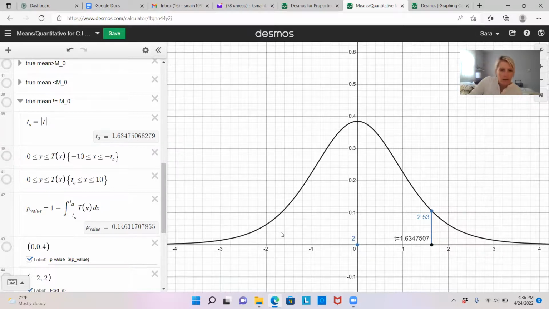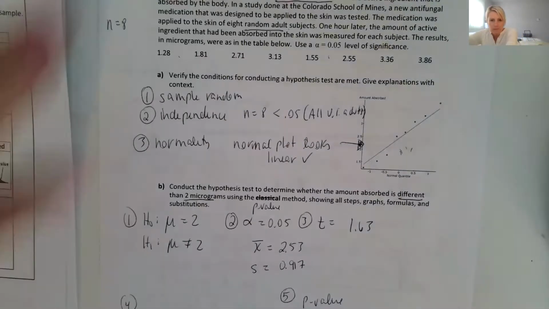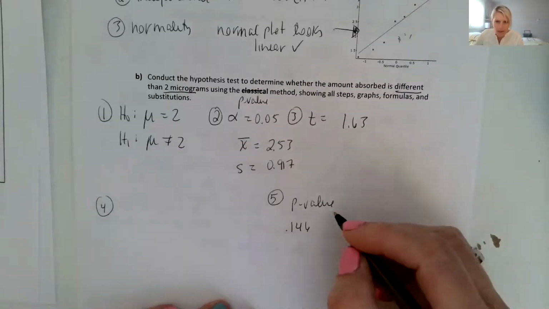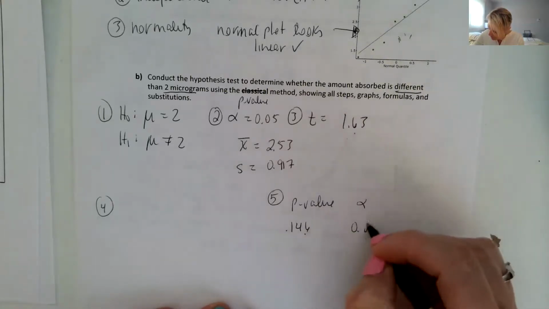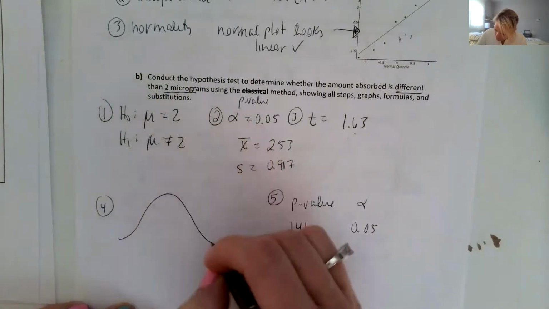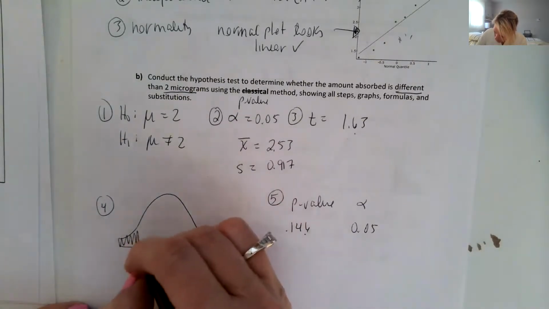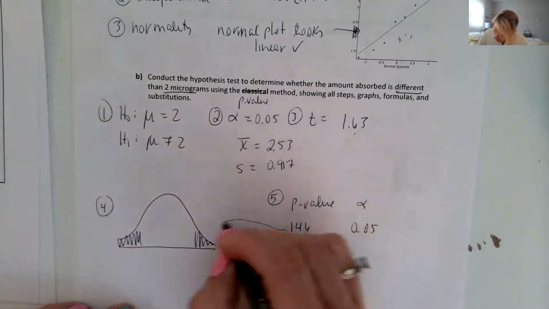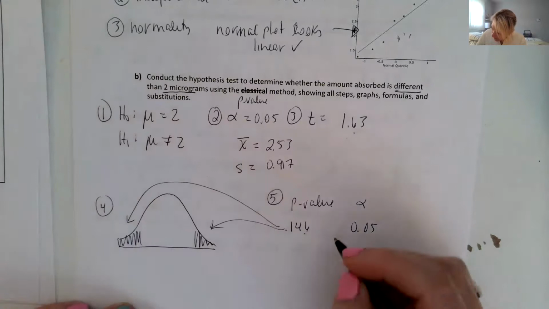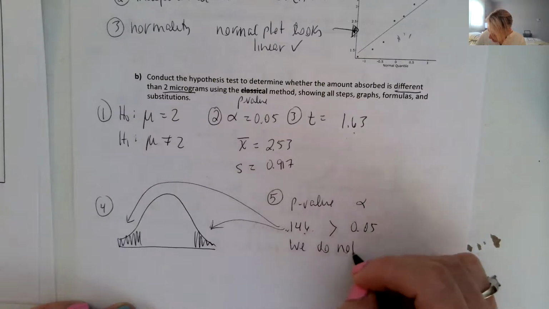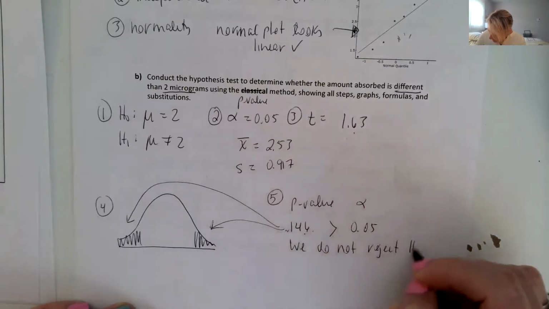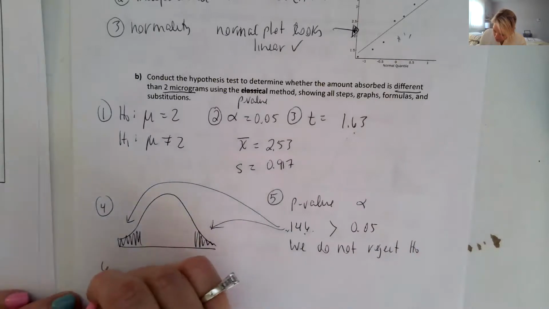Okay, so let's write that down on our sheet. Our p-value is 0.146. Go back to our paper here. And there's our t-score, our p-value that's associated with that, and our alpha 0.05. And it's a two-tailed, so we've got a little bit over here and a little bit over here. And it's spread between the two. And it is greater than alpha, so we do not reject H0. Definitely not going to be able to say that is true.